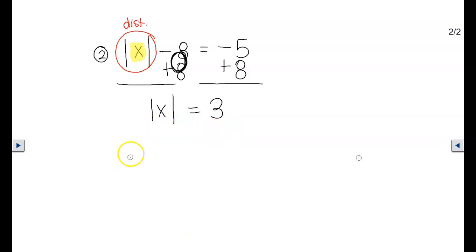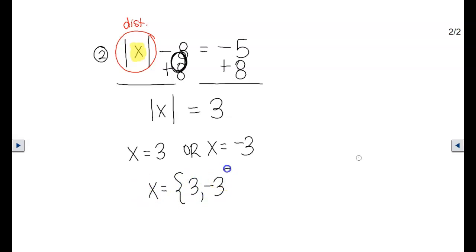So what could x be? x could be 3 or x could be negative 3. So my solution set is x equals 3 or negative 3. So that's the thing that's going to be different today, is you're going to have numbers that are hanging around outside of those absolute value bars, and you're going to have to cancel those out to isolate the absolute value first, so you know exactly what your distance is, and then you can proceed like we did yesterday.